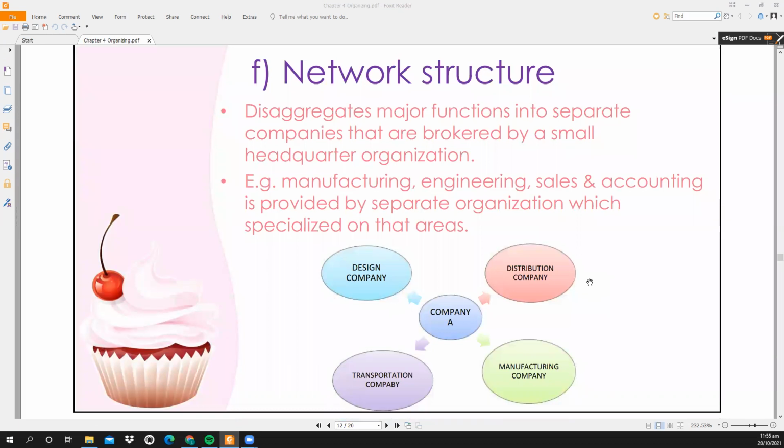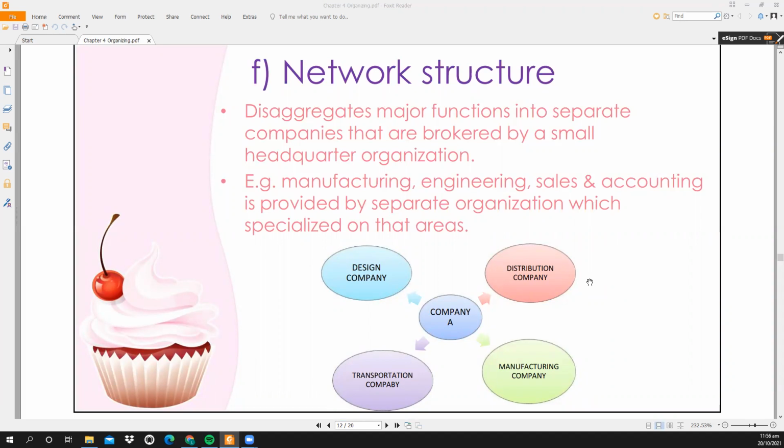Okay, next structure or the last structure for the departmentalization is the network structure. Segregates major functions into separate companies that are brokered by a small headquarter organization. So manufacturing, engineering, sales, and accounting is provided by separate organization which is specialized on that area. So ito naman, no, yung functions niya is provided pa ng ibang company.